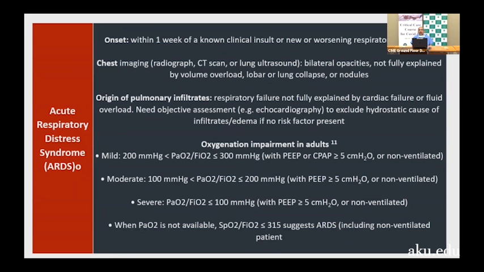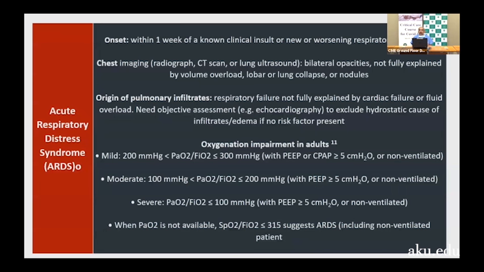The onset is early onset, and the definition is within 1 week. The chest imaging shows bilateral opacity not fully explained by volume overload, though they may have lung collapse and nodules, or a bilateral infiltrate. So you may see different signature findings in the radiographic picture, the CT scan, or on lung ultrasound.